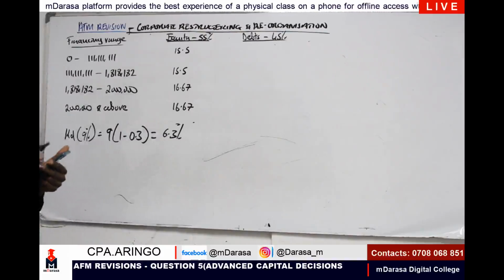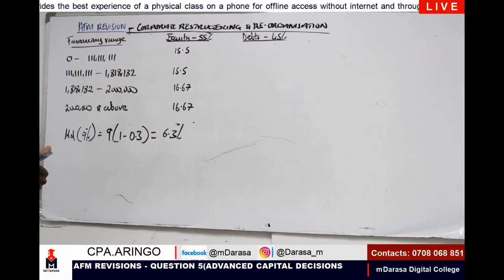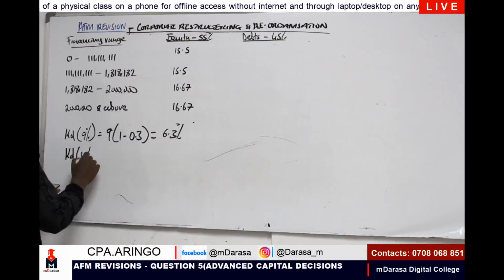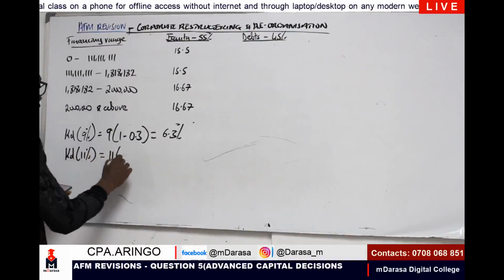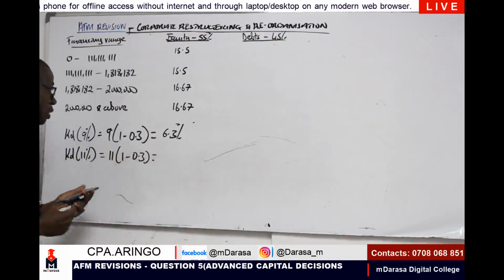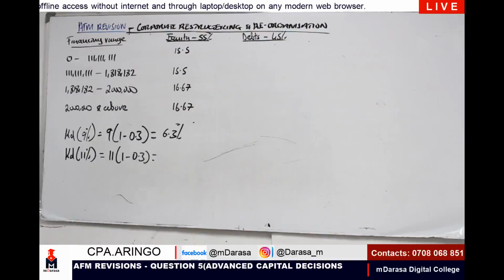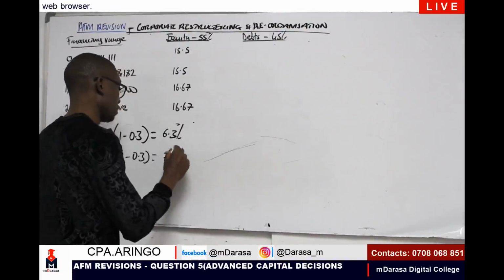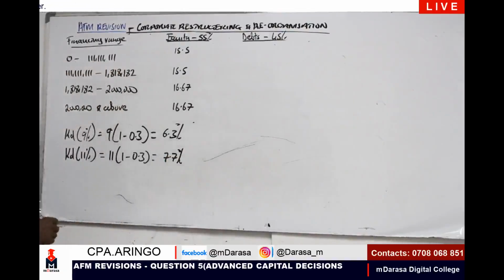So the other cost of debt here, which in this case was given, is 11%. So my KD is 11%. What will I be having? 11 into 1 minus 0.3, which will give us 11 times 0.7 to give me 7.7%.